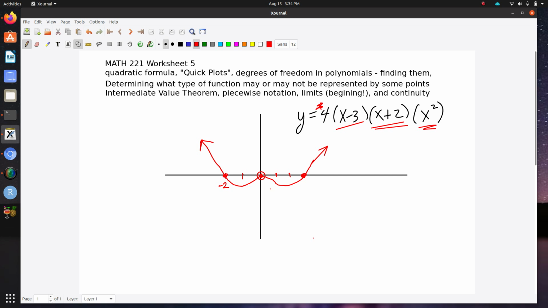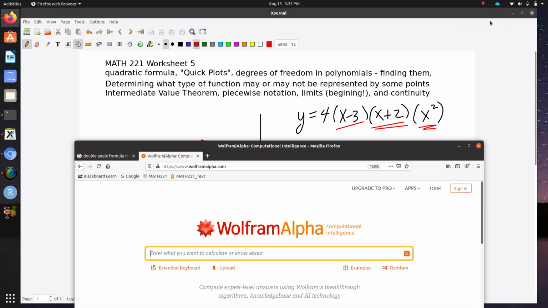If you see a double root, you hit the axis and come back. If it's a single root, you cut through like a line. Okay, so for more examples, see the other video. One thing I will do though is show you how to check this on Wolfram. Okay, so I'm just going to open Wolfram or Desmos, or if there's something else you prefer better, that's fine.